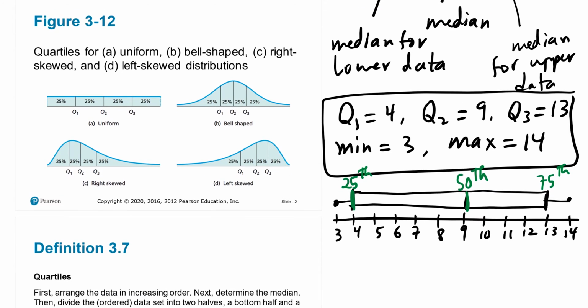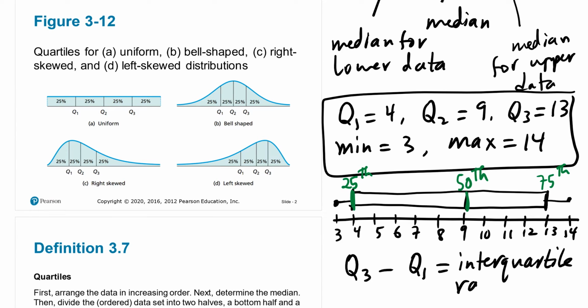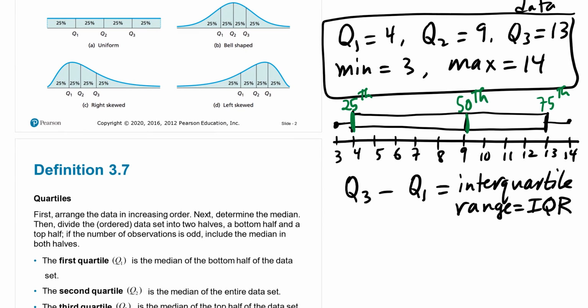Now, if I take Q3 here and subtract Q1, I get something called the interquartile range, abbreviated as IQR. And what is IQR? It's a measure of the spread. It tells you how long this box is, right? So we can say that the IQR is defined as a measure of variation.